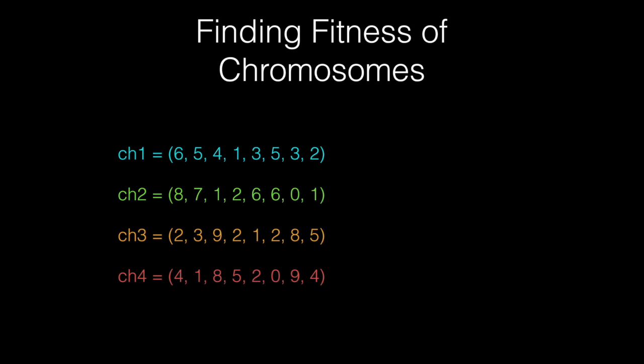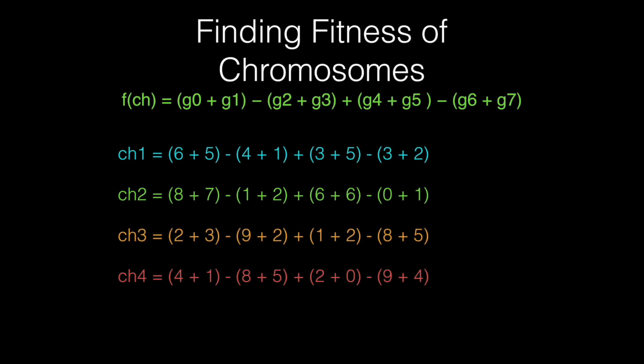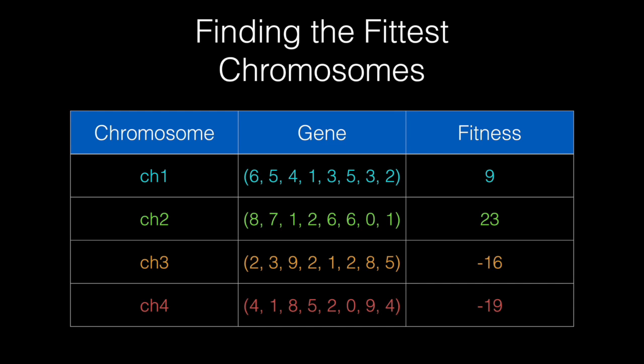So we have these chromosomes that are in the format that was on the previous slide, and we need to find their fitness. We'll be using the fitness function from before. So let's put it into the format. And the first chromosome will equal 9, then 23, then minus 16, then minus 19. Now that we have all the fitnesses calculated, why don't we just put them into a table?